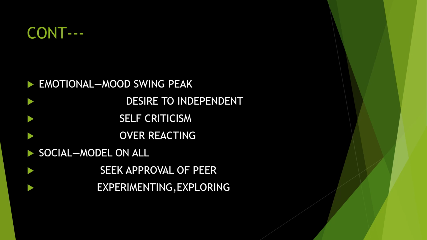Next is the social background. Models: they always keep some models in their mind. By keeping them in their mind, they grow up and desire to make things. Then they seek approval of peers. I told you earlier that adolescents always make a group, and the peer groups decide what they have to do. So they always want the approval of peer students. Peer means friends, a group of the same age. Okay, that is what is meant by peer.